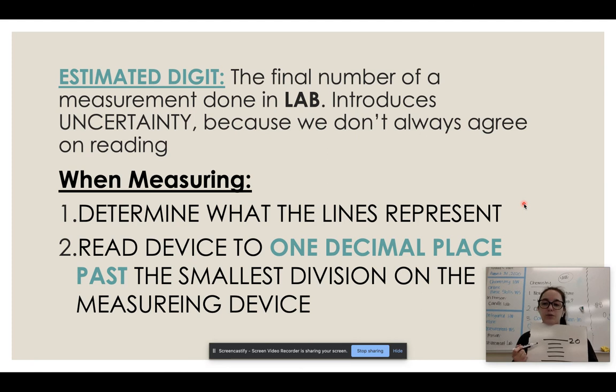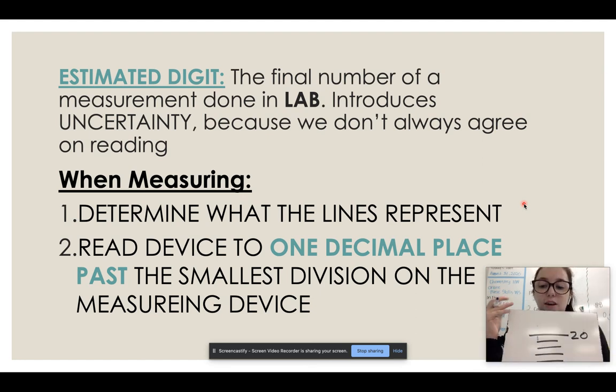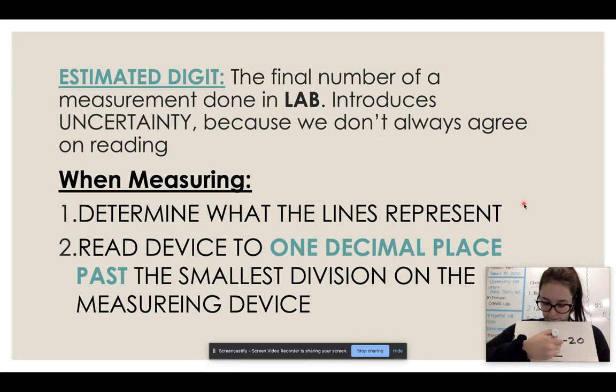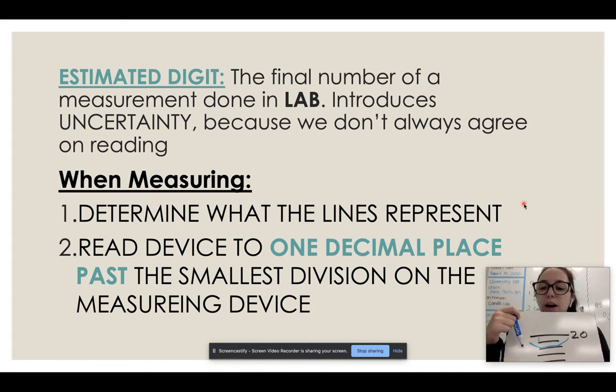These lines represent 1 for me. However, while these lines represent 1, I can make a precise measurement because these little ticks in between, which this is obviously not to scale, can equal 0.1. And so if I have my meniscus falling above the line, I can say with some certainty, hey, it's at least 18.